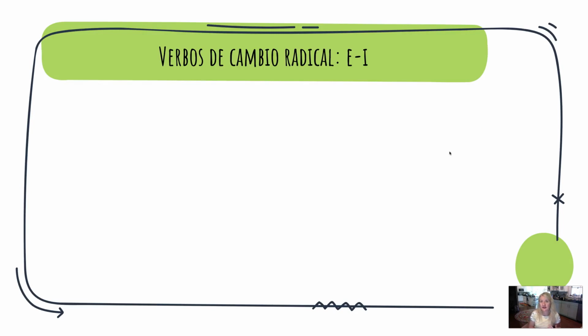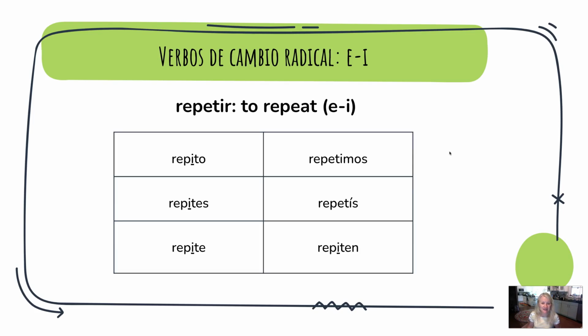So we've talked about E to IE, we've looked at some O to UEs, and we have one more type of stem changers now, E to I, verbs that change E to I. Here's a good example of one, repetir, which is to repeat. It's an E to I stem changer. And so it looks like this, repito, repites, repite, repetimos, repetís, repiten.